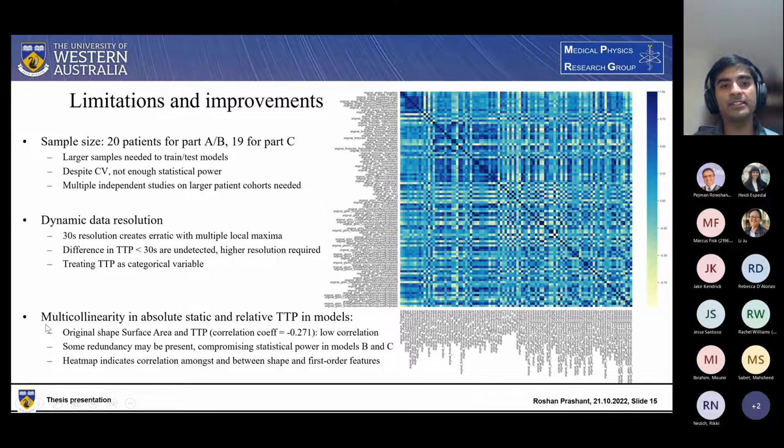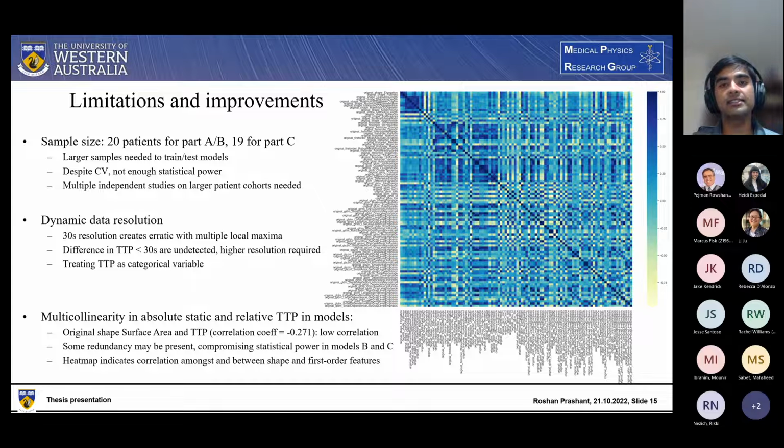Furthermore, an analysis of the multicollinearity amongst the static and relative TTP was also done. And it was identified that the feature original shape surface area had a low correlation with time to peak. So this indicates that some redundancy may have been present, particularly in models B and C.